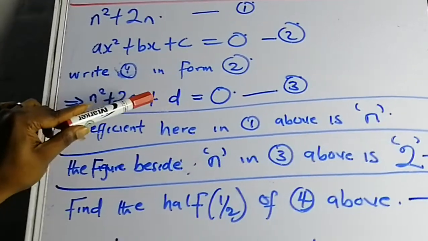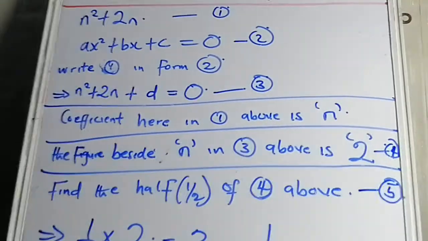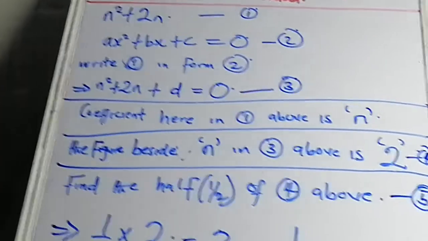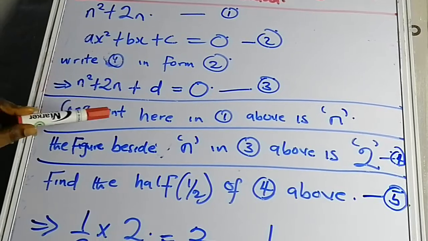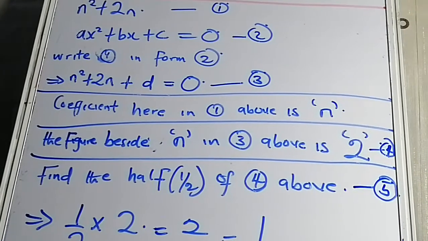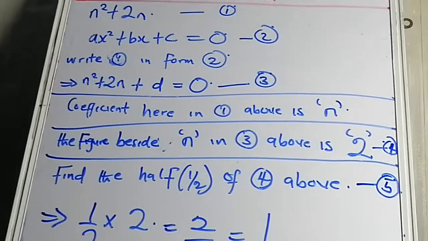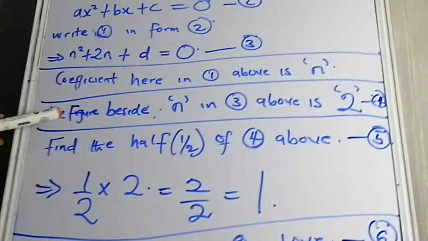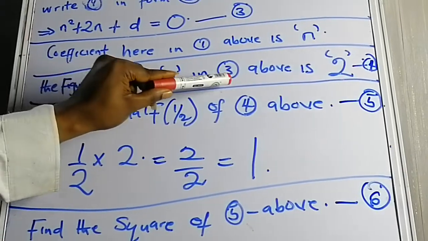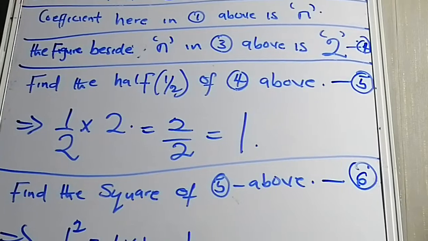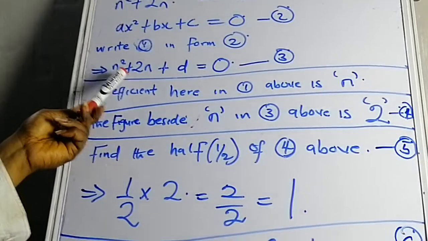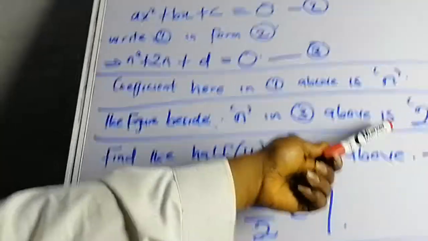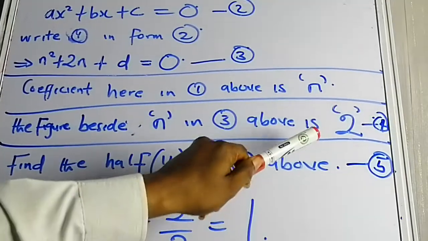We don't know the value of d. I just represent it. Equals what? 0. To make it a perfect square. Now, identifying the coefficient in equation 3 or equation 1. The coefficient here is n. I've told you, it could be x, it could be y, it could be z. Now, the figure beside n in 3 above is what? 2. The figure can change. I've told you any value on the right hand side is the owner of the sign. Because it's positive, I didn't mention it, but if it is negative, I have to put negative here. But in this case, it's positive.